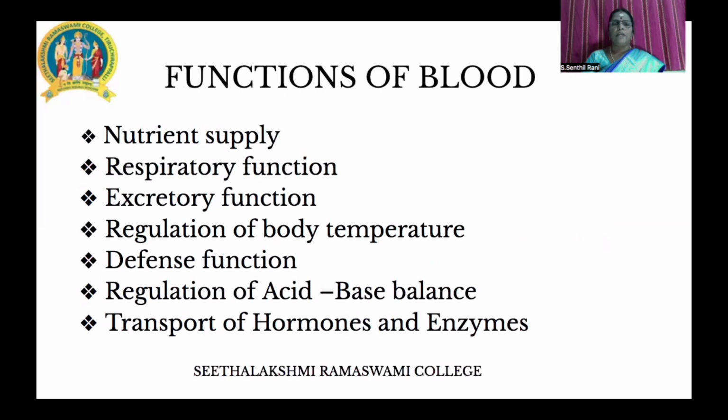Functions of blood. Nutrient supply. Blood supplies nutrients to various parts of the body. Respiratory function. Blood carries oxygen and carbon dioxide. Excretory function. Blood excretes the waste products such as carbon dioxide and nitrogenous compounds. Regulation of body temperature. It has a defense function, regulation of acid-base balance, and blood also transports hormones and enzymes.